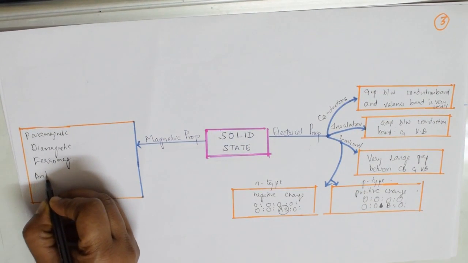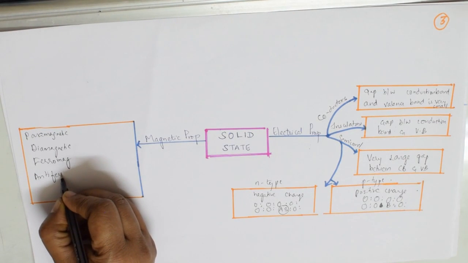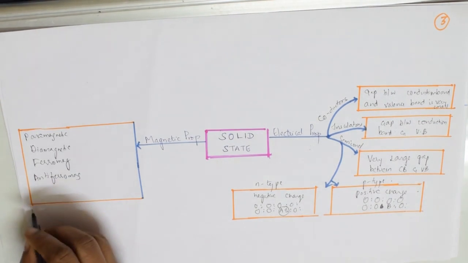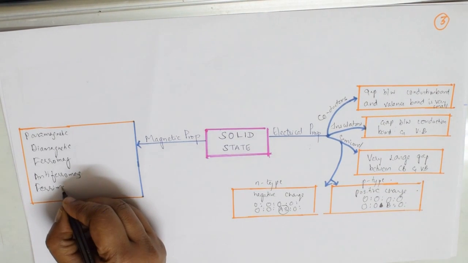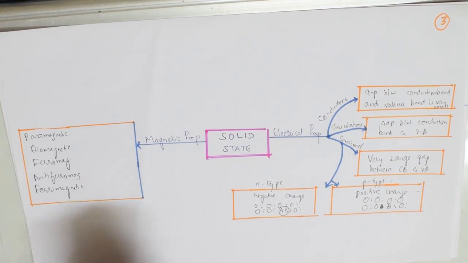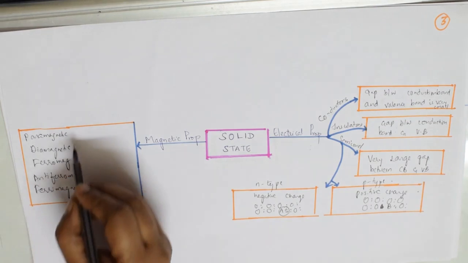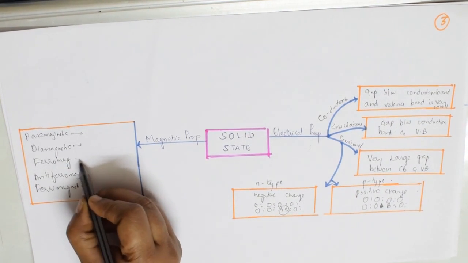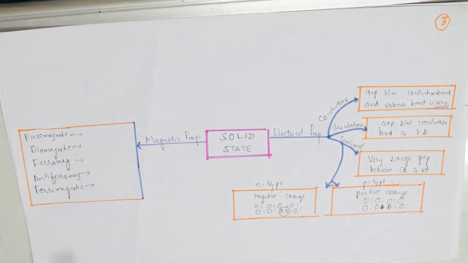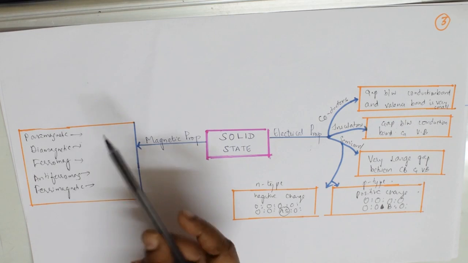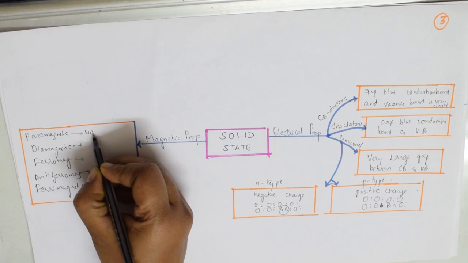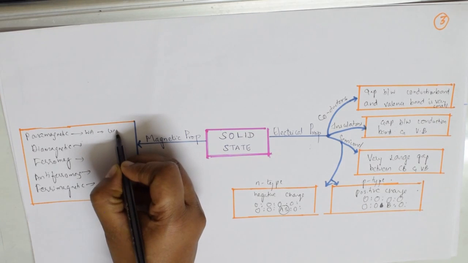Next would be antiferromagnetic in nature. Next would be ferrimagnetic in nature. So when I have to speak about paramagnetic, let me give you the definitions. You can note, students. Paramagnetic means weakly attracted, with unpaired electrons here. So the important thing is it is weakly attracted, and what you have? Unpaired electrons.